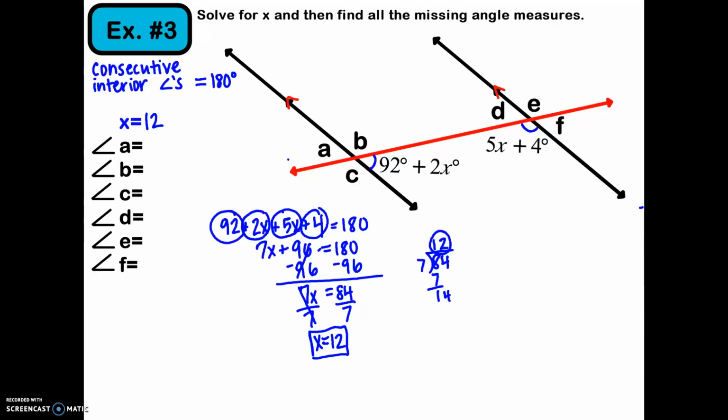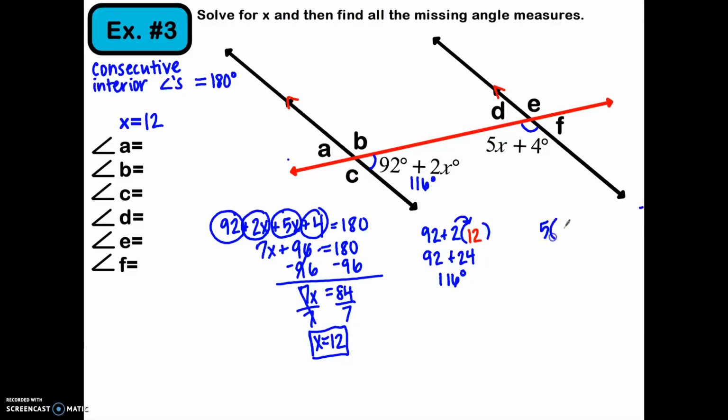Just because I found x does not mean I've calculated how many degrees that is yet. So now I need to substitute my value for x back in to calculate it. So I have 92 plus 2 times my x value of 12. 2 times 12 is 24. 92 plus 24 is 116. So this should be 116 degrees, but I'm going to check it in the other one and make sure that they both add up to equal 180.